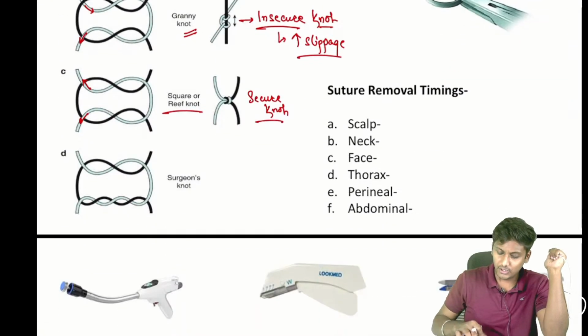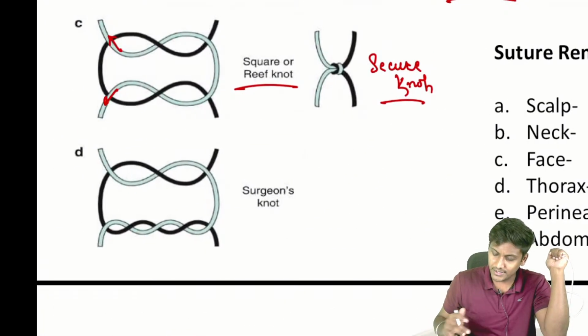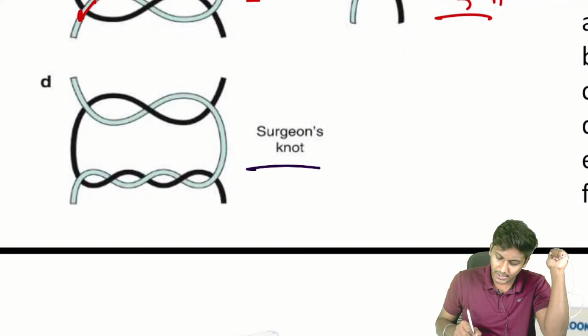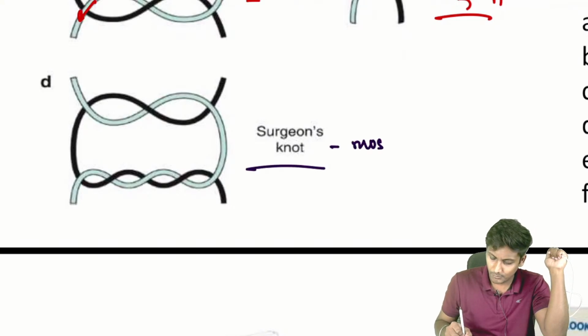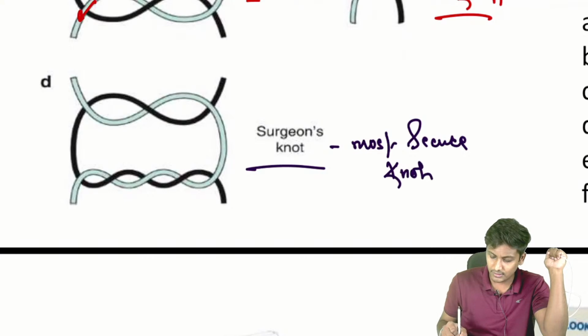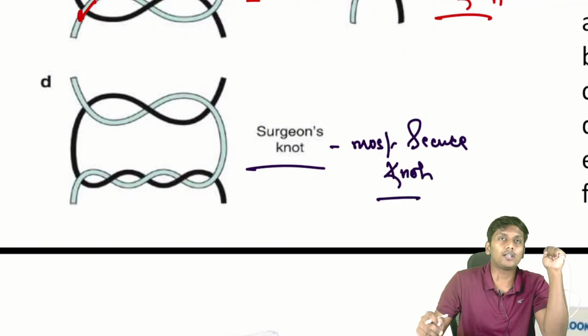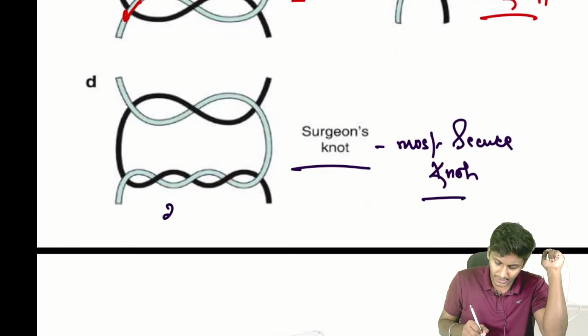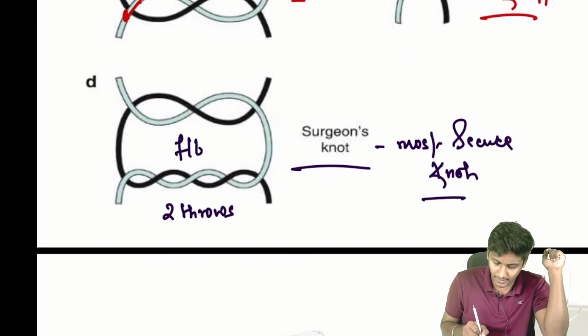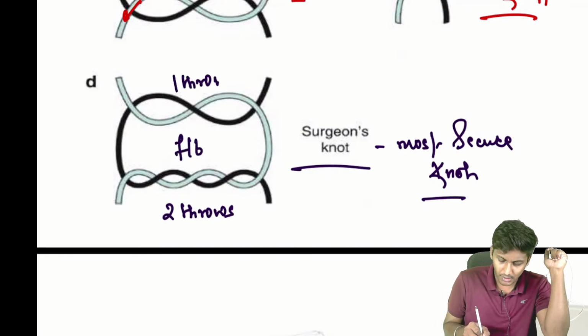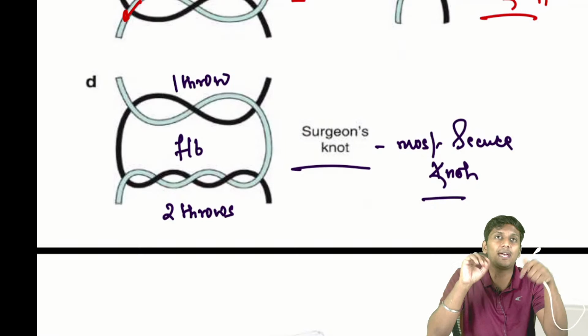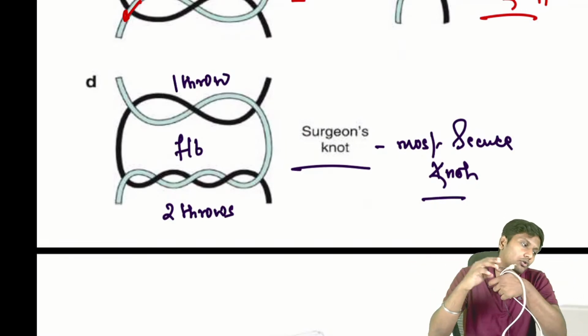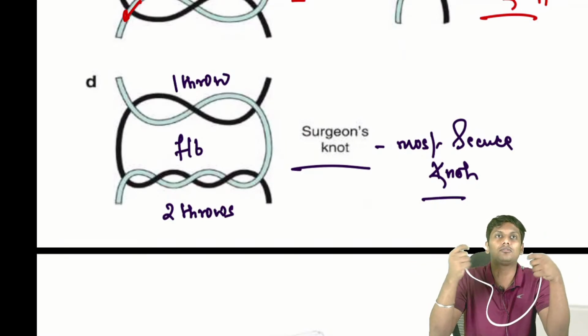And the most secure kind of knot, bache, is the surgeon's knot. It is not going to come off easily. Why? The reason is, can you see it has two throws followed by one throw out here? It is actually having three throws. Pehle do baar tum ye karte ho, cross karte ho, and then again you cross it one more time.